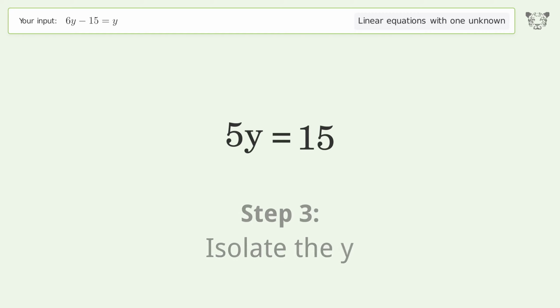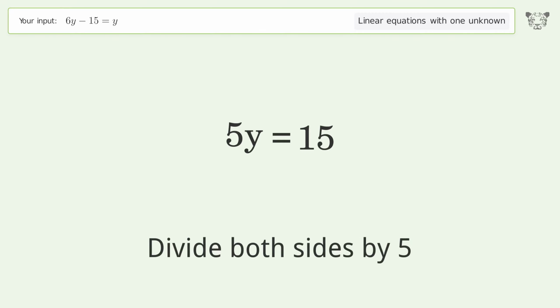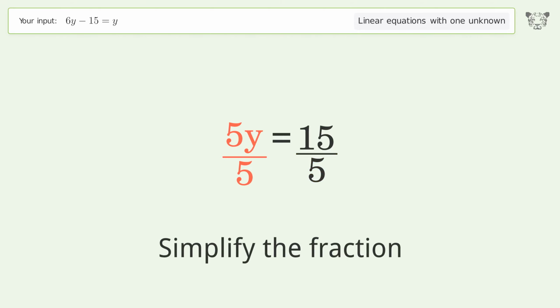Isolate the y. Divide both sides by 5. Simplify the fraction.